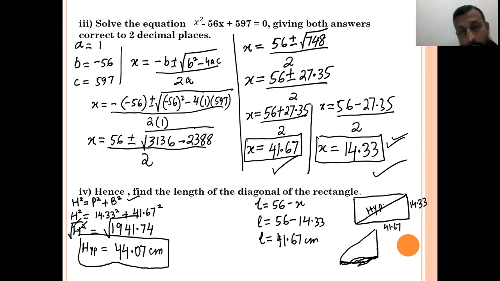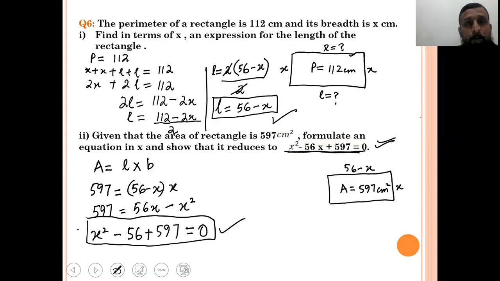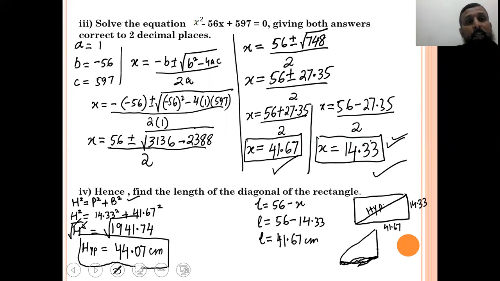So boys and girls, this was the word problem question, and there were four parts in this. In the first part, they asked us to find the expression for the length of the rectangle using the parameter concept. I found the length to be 56 minus x. In the second part, they asked us to formulate a quadratic equation, given the area of the rectangle as 597 centimeters square. We know that area is length multiplied by breadth, so we plugged in the values, simplified, and the equation reduced automatically. In the third part, they asked us to solve this quadratic equation. We solved it by using the quadratic formula, and the answers were x equals 41.67 and 14.33.